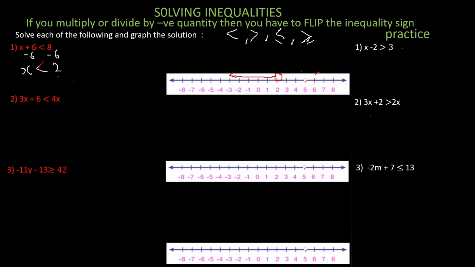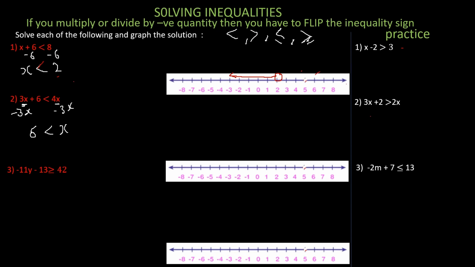In number 2, 3x plus 6 less than 4x. Here we have x on both sides, so we have to remove one of them. Then we have 3x and 4x. Let's cancel 3x by adding negative 3x here and negative 3x here. Here we will have 6 less than 4x minus 3x, which equals x. So we can read it as 6 less than x, or x greater than 6.